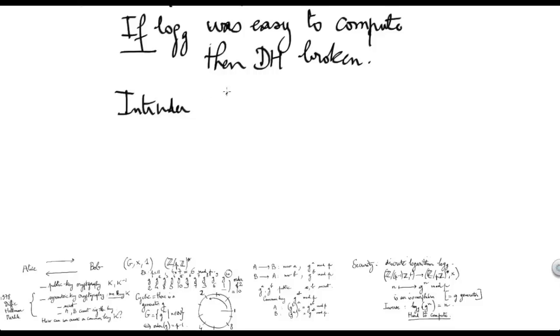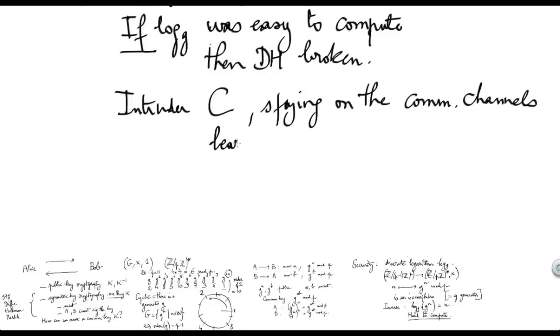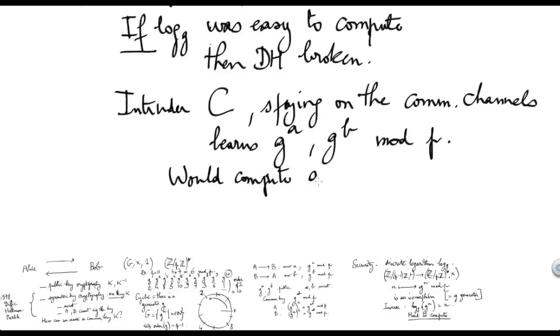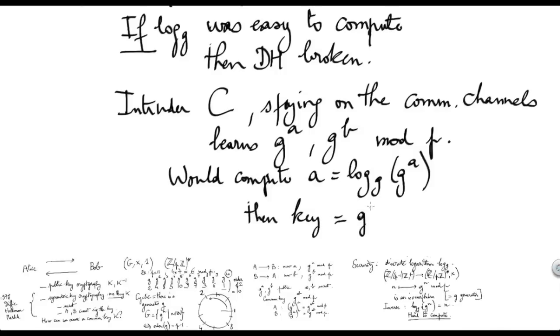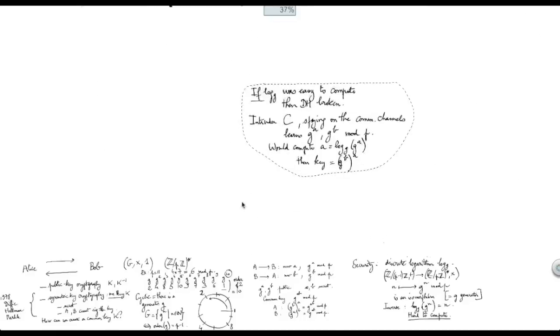So assume an intruder, an adversary, Charlie, spying on the communication channels, who will be able to learn G to the A and G to the B. But if the logarithm was easy to compute, he would be able to compute A, for example, which is just the logarithm of G to the A. And then to compute the key, he takes G to the B, which is public, to the A, which he has just computed. So if the discrete logarithm was easy to compute, it would be easy for an adversary to get the common key.